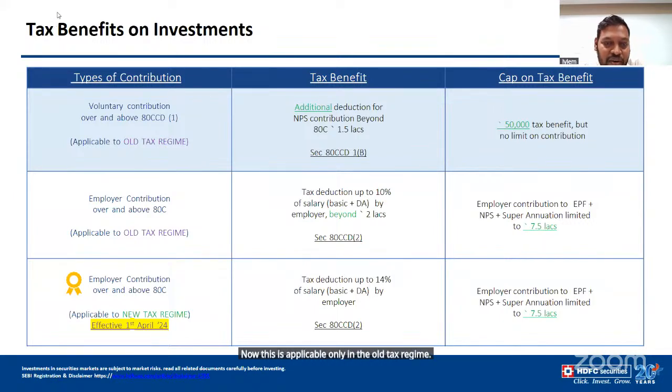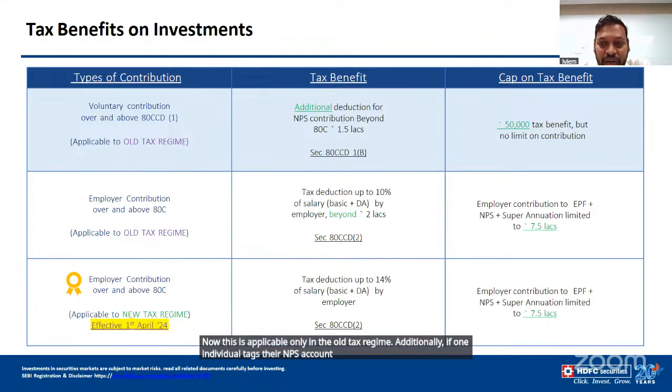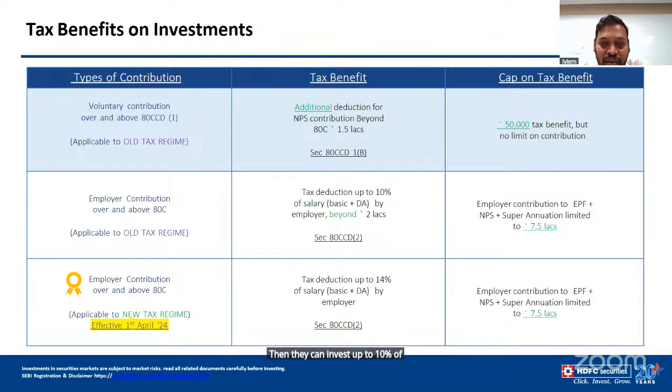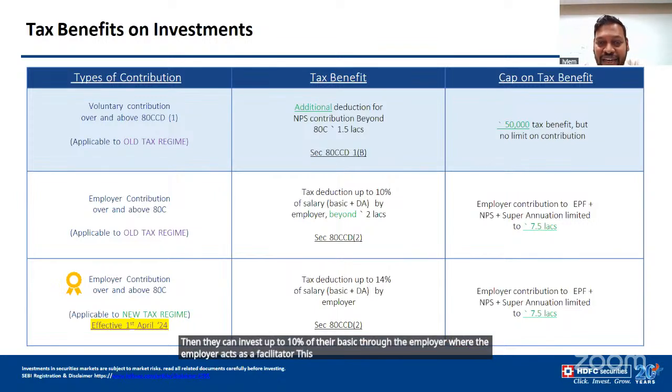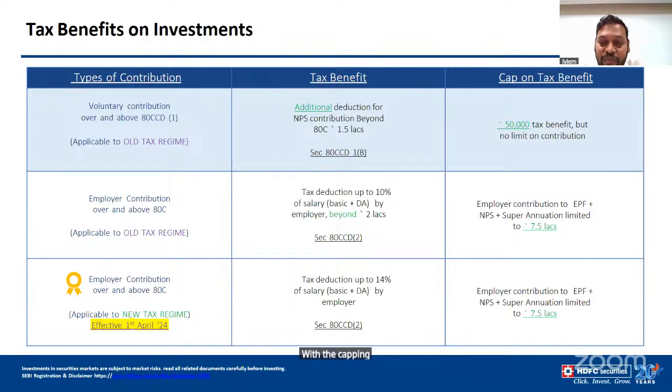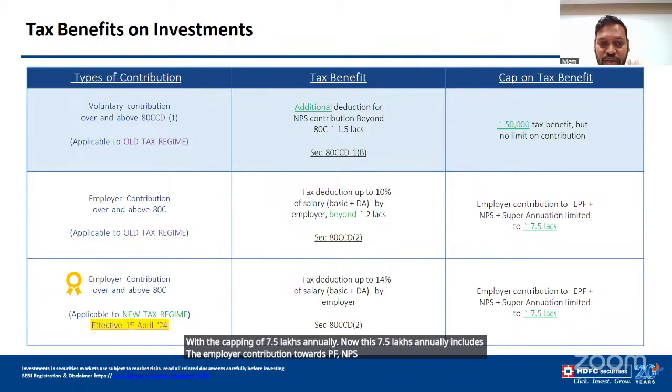Additionally, if an individual tags their NPS account under the corporate umbrella, then they can invest up to 10% of their basic through the employer, where the employer acts as a facilitator. This comes under Section 80CCD(2), where they can take a benefit of up to 10% of their basic, with the capping of 7.5 lakhs annually. Now, this 7.5 lakhs annually includes the employer contribution towards PF, NPS, and superannuation.